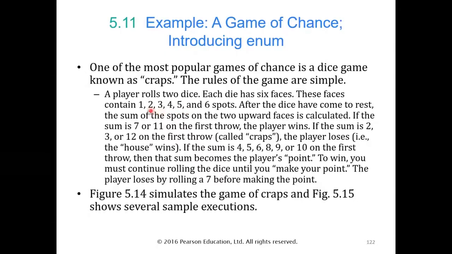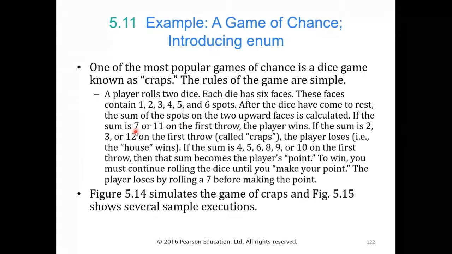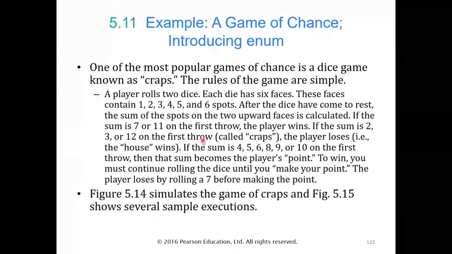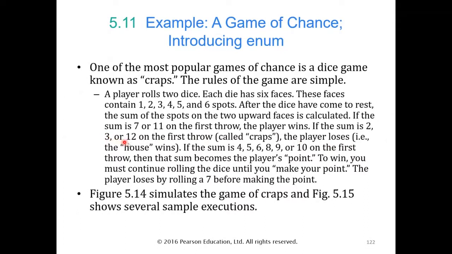Now this game is based on the sum of the numbers that come out on top. If the sum is either 7 or 11, then the player wins the game immediately. So if you throw the die and you see either a 7 or an 11, the player will win the game. If the sum is 2, 3 or 12, then the player loses immediately. So if you get these 3 numbers, 2, 3 or 12, then you lose.